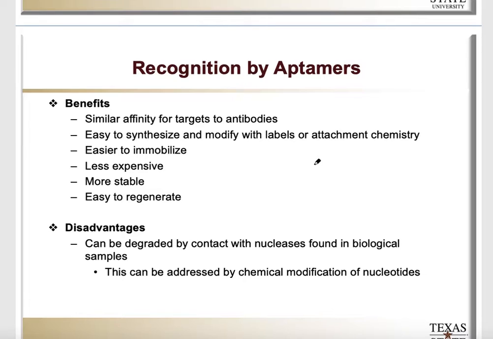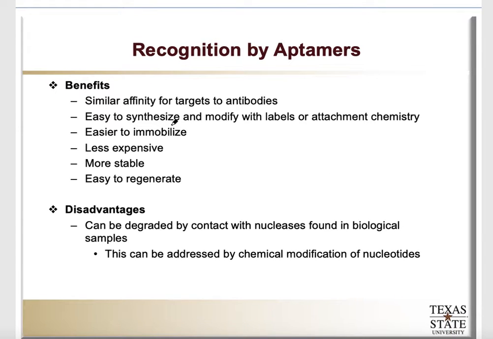All right, so what are the benefits of aptamers? First of all, they have similar affinity to the targets, just like antibodies. So they both have the potential to act as biorecognition molecules. The next benefit is that they are easy to synthesize through solid phase synthesis, and because of that, they're also really easy to modify with labels or attachment chemistry with site specificity. So you will know exactly where that fluorescent molecule has been placed. You will know exactly where that functional group is being placed to enable you to immobilize it to the surface.